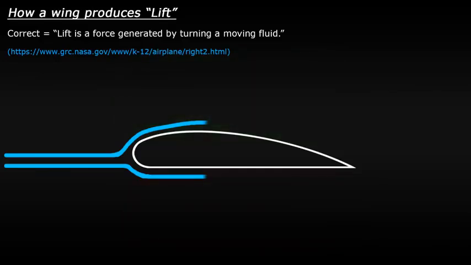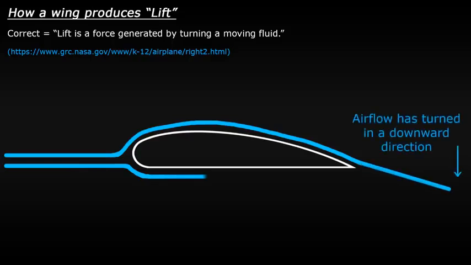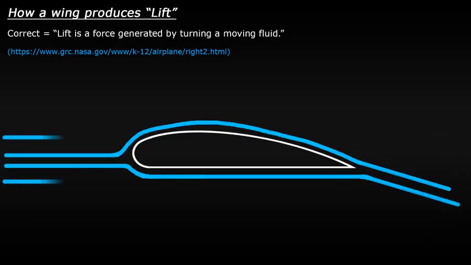Now the air which passes over the wing kind of sticks to the top of the wing and follows the curve of the upper surface. This sticking phenomenon is known as the Coanda effect. As the airflow leaves the wing at the back, it leaves at a slight downward angle because of that curve. That downward deflection also affects the air which passes under the wing and also turns it in a downward direction. It's this turning of the airflow which causes lift.